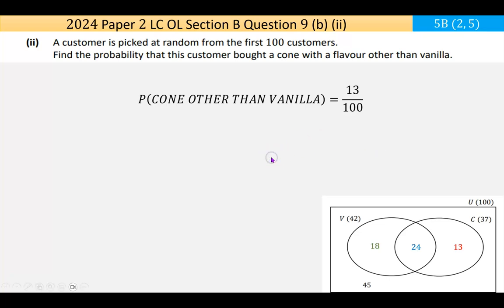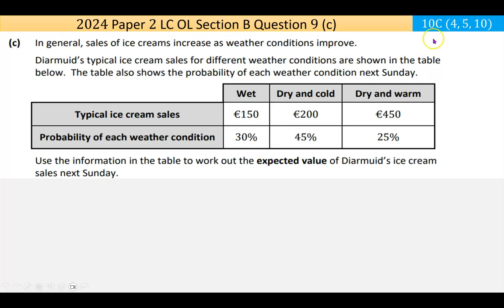Now, the next question then, part C, is a 10 scale. It says, in general, sales of ice creams increase as weather conditions improve. Diarmuid's typical ice cream sales for different weather conditions are shown in the table below. The table also shows the probability of each weather condition next Sunday. So lots going on here. Typically he sells on a wet day 150 euros worth of ice cream. A dry, cold day, 200, but on a dry, warm day, 450. There's a 30% probability of wet conditions, a 45% probability of dry and cold, and a 25% probability of dry and warm next Sunday.